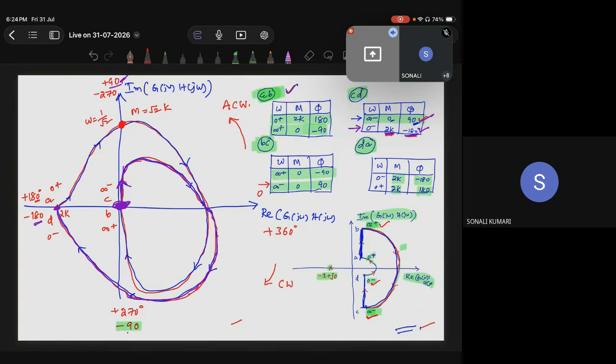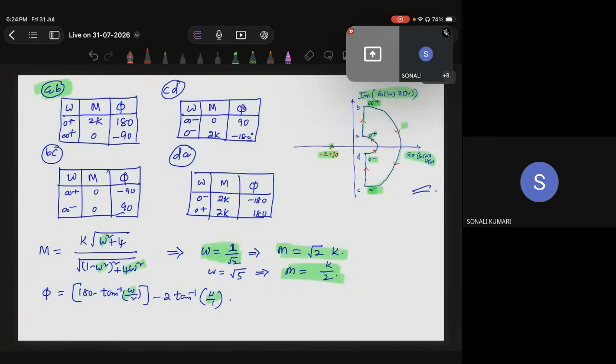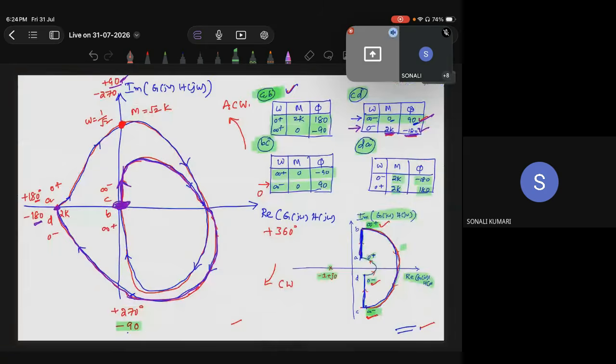Is this clear? Similarly, the other case, when omega is root 5, what is the value? K by 2. So that will be this point. Omega is equal to root 5, so the magnitude is K by 2. Any doubts? Those are the two expressions.